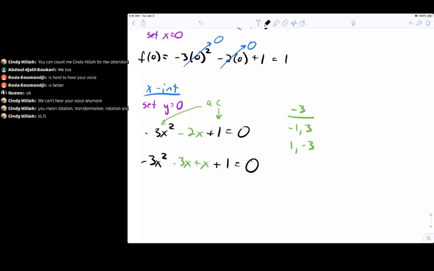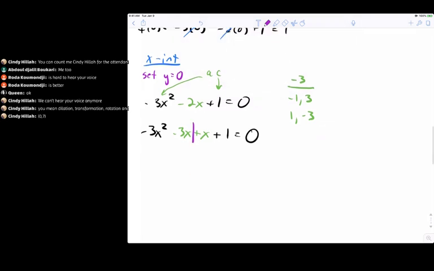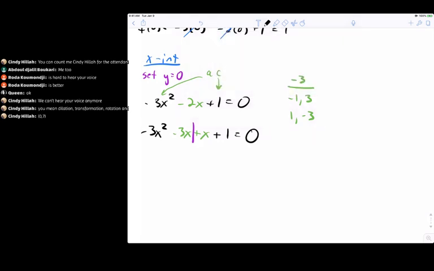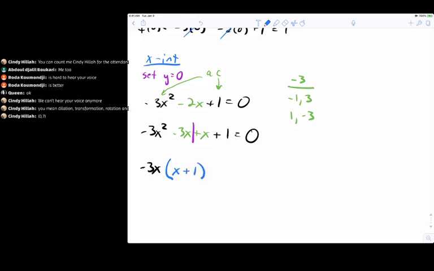Okay, so if we look at the first two, we can use factor by grouping. What can we factor out of the first two? So we can factor out a -3x, and then what's left? We got an x plus 1. We're kind of anticipating another x plus 1 on this other side. All right. So the greatest common factor for the two on the right is just a 1.